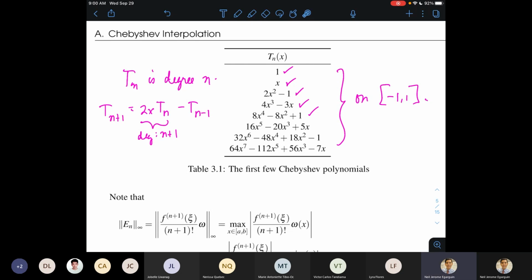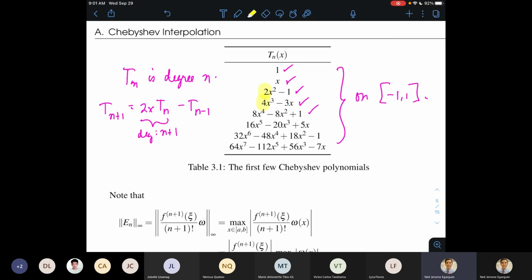Well, if you notice, starting from n equals 2, hindi na 1 yung leading coefficient, right? So, T2, ang leading coefficient ay 2, T3 leading coefficient ay 4, T4 leading coefficient 8, T5 leading coefficient 16, and so on. So we can say for n greater than or equal to 2, T sub n is not monic.